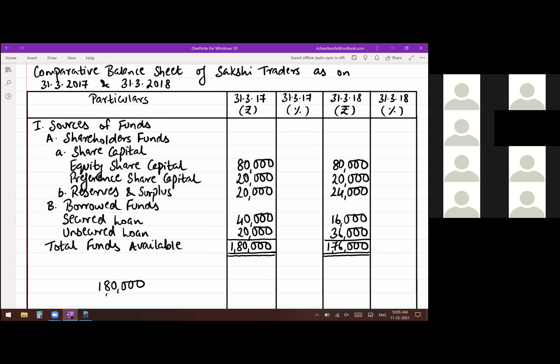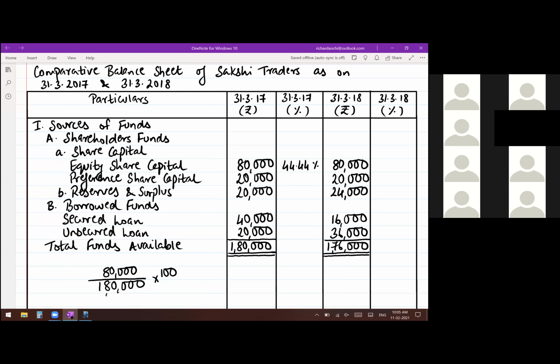Now take each item there and calculate a percentage. How much of your total funds has come from equity share capital? If you want to find out, take that in the numerator. Equity share capital 80,000 divided by 1,80,000 into 100 will give you a percentage. Calculate and tell me. 44.44%.